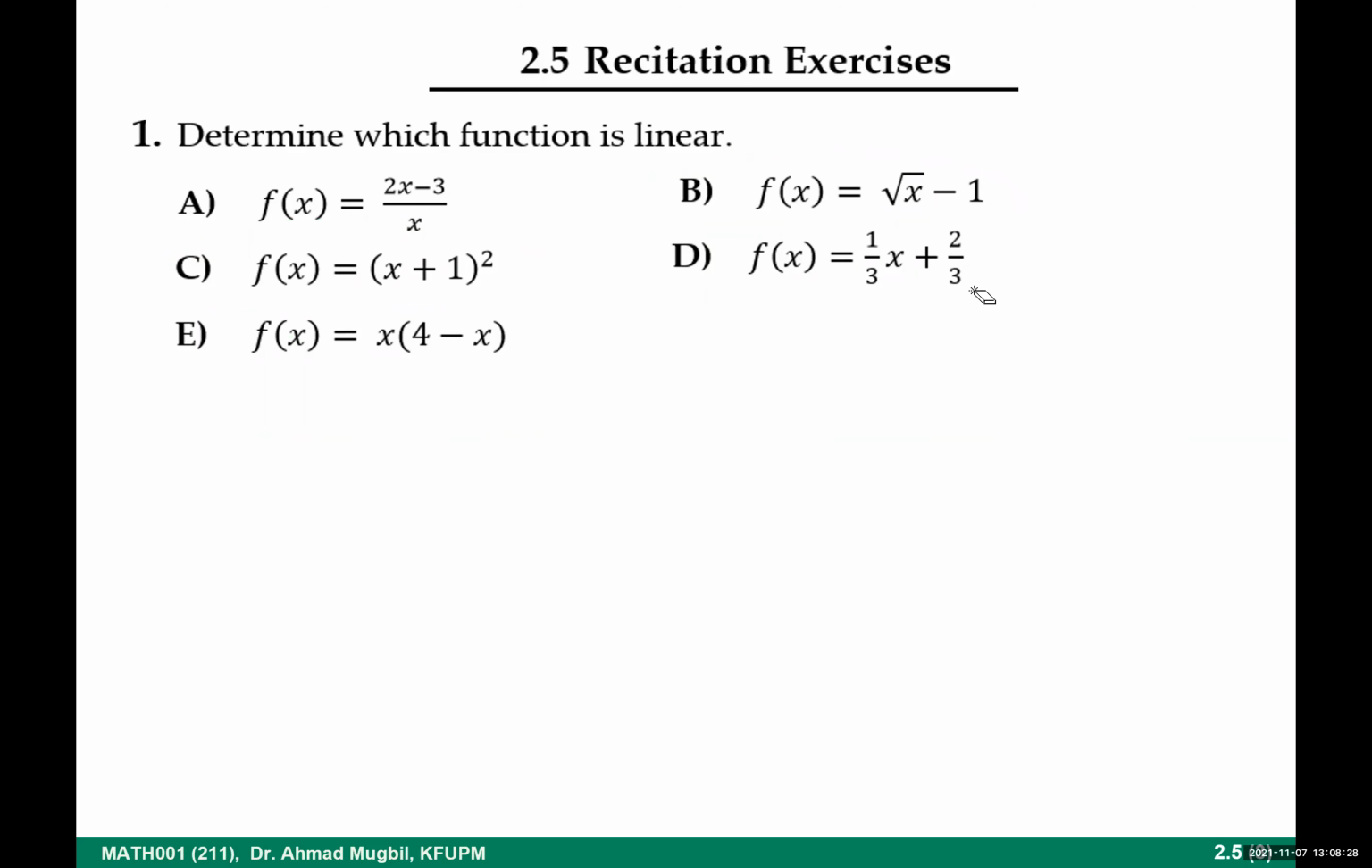The function in part D, linear. The slope is a third. The y-intercept is 2 over 3. The last one, it is quadratic also. Excellent. So we have only one function that is linear, the one in D.